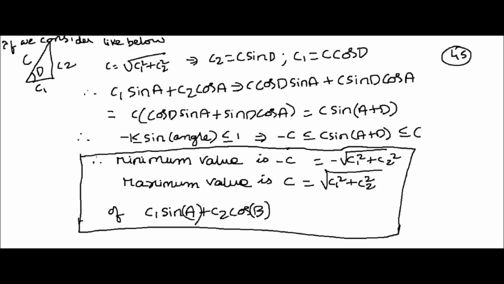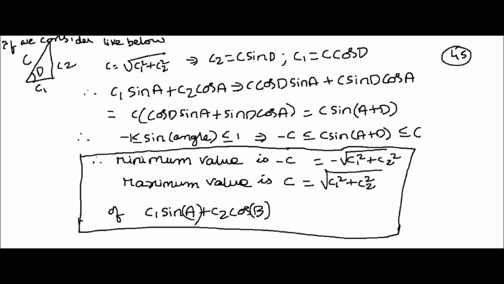Now let's go to page 45. Similarly, we could have considered the same thing in a different way. If we swap the C1 and C2 places, like before C1 was the opposite side and C2 adjacent, now C2 is the opposite side and C1 is adjacent, and again C is the square root of C1 square plus C2 square. If you substitute C2 and C1 in terms of sine and cosine, then the equation can be reduced to C of sine of A plus D. Yes, it's correct: C of sine of A plus D.